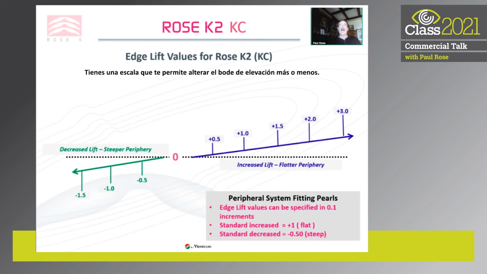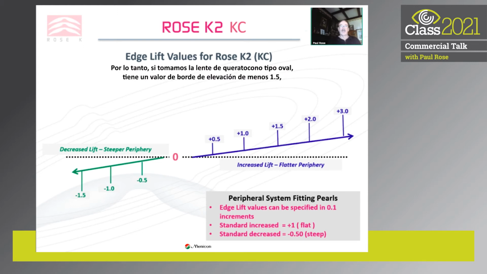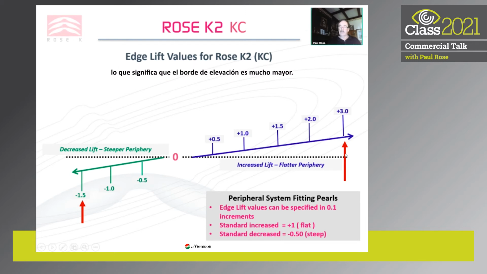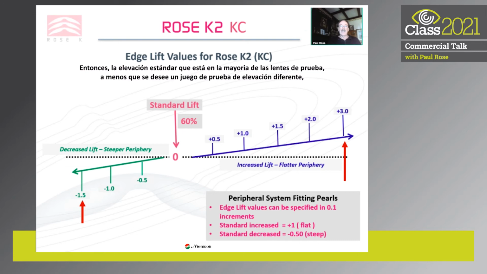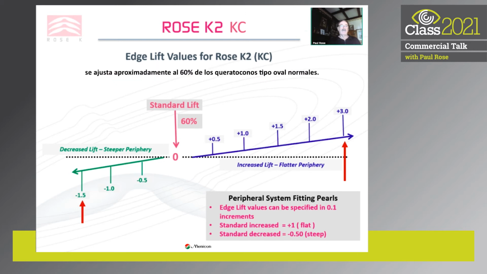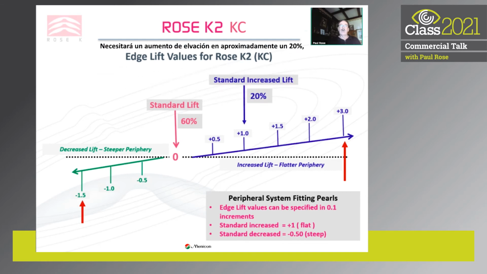You have a scale which allows you to alter the edge lift either more or less. So if we take the keratoconus lens, you have edge lift values from -1.5, which means you can reduce the edge lift on this side of the scale, or up to +3, which means the edge lift is much, much higher. So the standard lift, which is most of the trial lenses, unless you particularly want a different lift trial set, fits about 60% of the normal oval cones. You'll require the increased lift in about 20%, the decreased lift in about 15%.